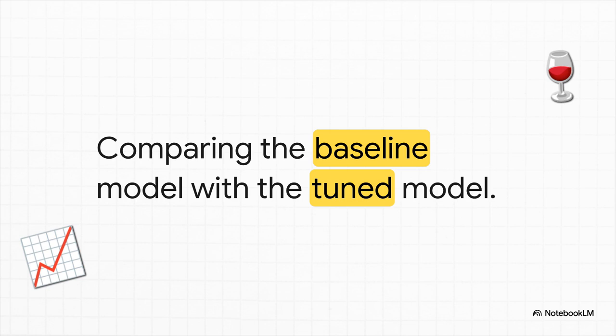The first thing the developer does in this final stage is a performance comparison. Remember that train test split from earlier? Well, we now bring out that hidden test data, wines the model has never ever seen before. We ask both the baseline model and the tuned model to predict their quality. And by comparing the results, the developer mathematically proves the value of the whole workflow.